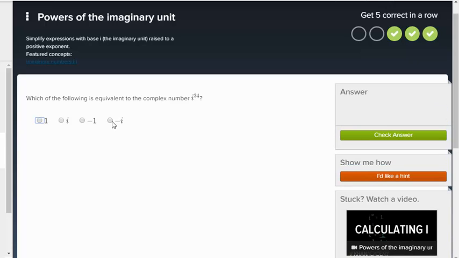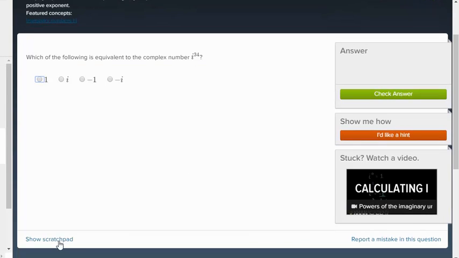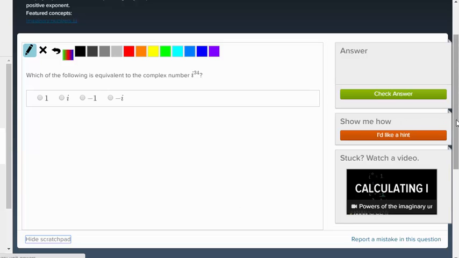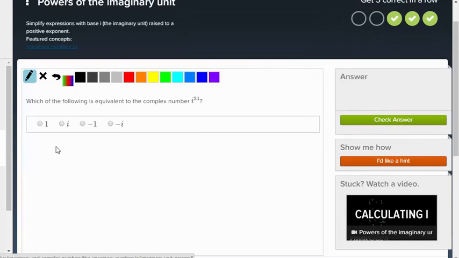The problem comes when we get to something like i to the 34th. Do we really want to say i to the 34th is i to the 4th times i to the 4th times i to the 4th? I don't want to do that. Probably you don't want to do that. So what we're going to do instead is take our exponent, 34, and divide it by 4. Why 4? Because there are 4 possibilities for the exponents of complex numbers.